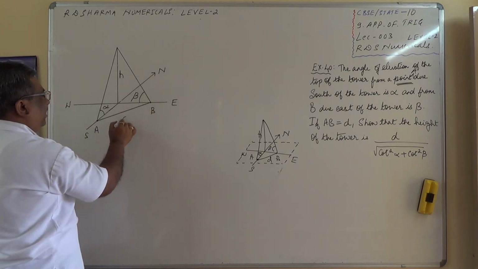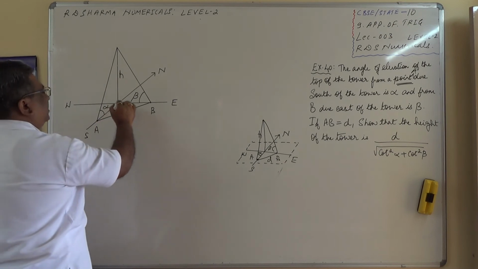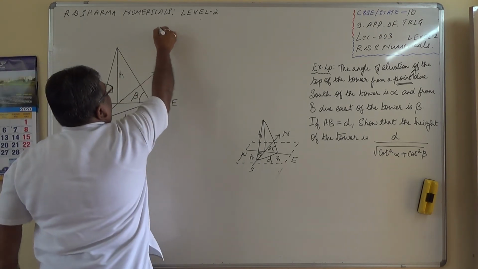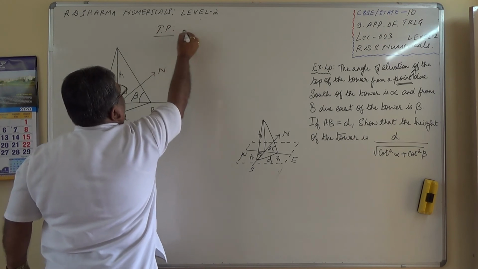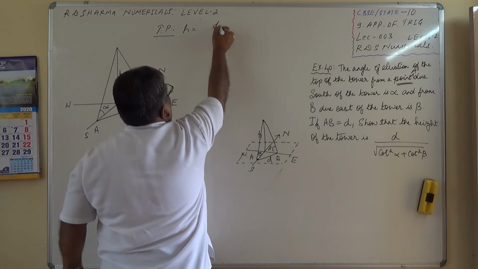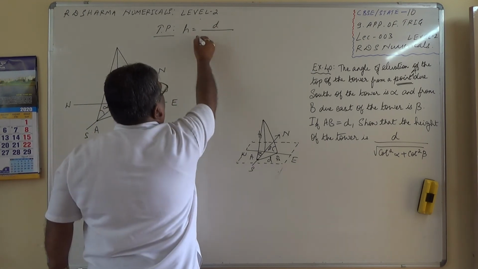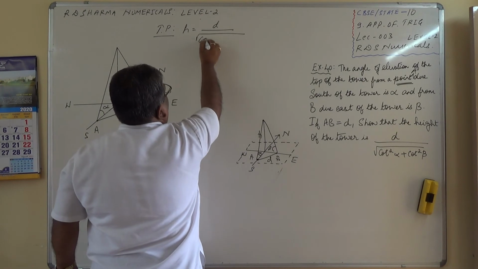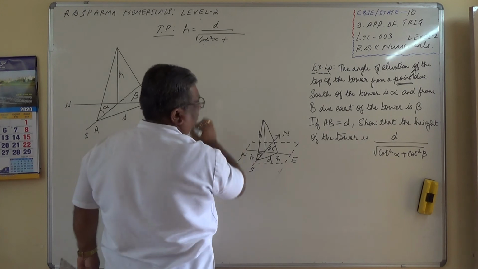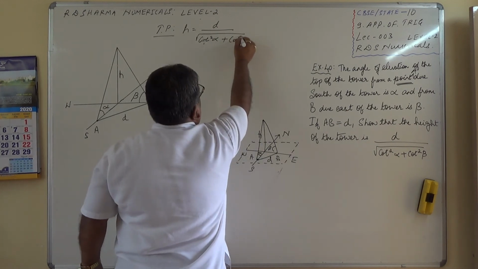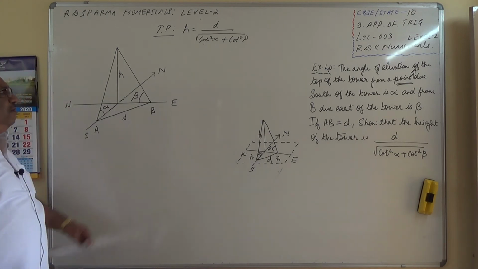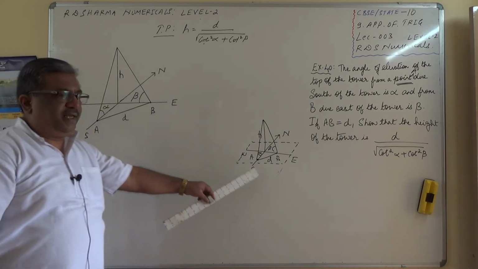This is small d. Okay. In this case we have to prove that small h equals d divided by under root of cot square alpha plus cot square beta. This is what is to be proved. I hope you have understood the diagram. This I'll erase now.